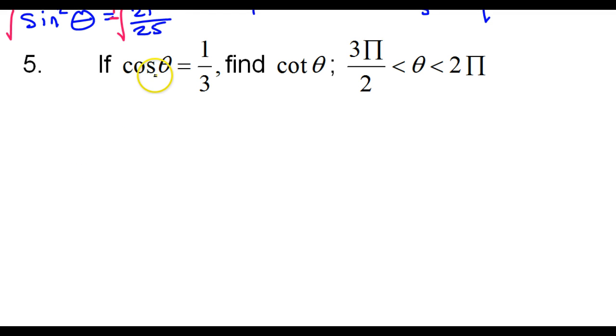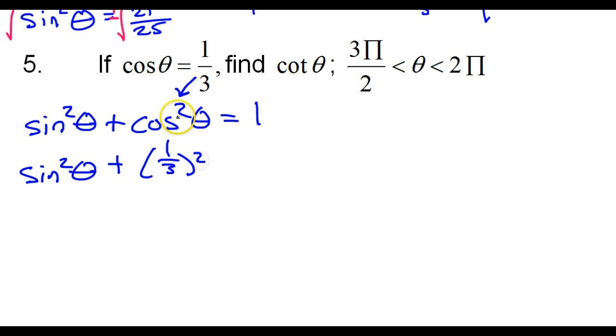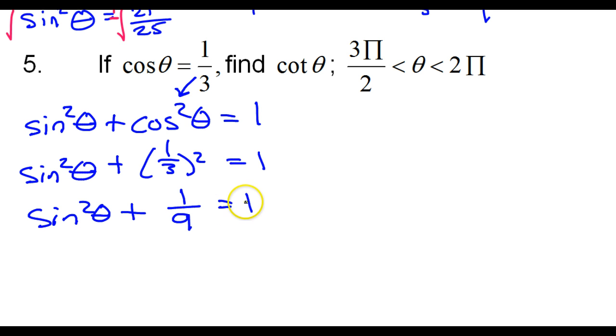So we'll use all three versions, but basically they all boil down to the yellow one. And in fact, I see cosine right here is what we're given. So why not go ahead and use the main version of the identity, which is sine squared theta plus cosine squared theta is equal to 1. So I'm going to take this 1/3 and substitute in right there. So that's going to make sine squared theta plus 1/3 squared is equal to 1. So that's sine squared theta plus 1/9 is equal to 1.